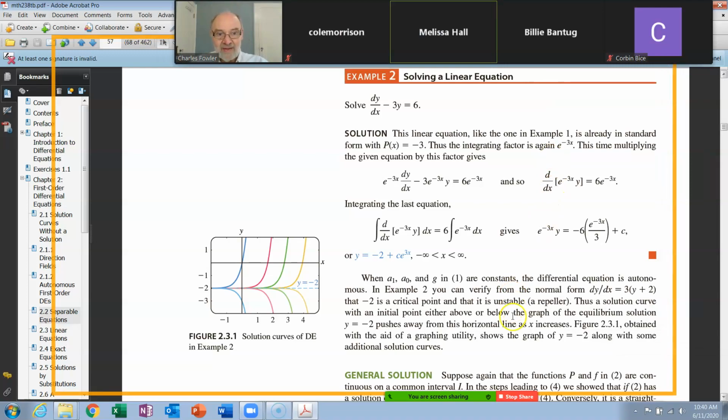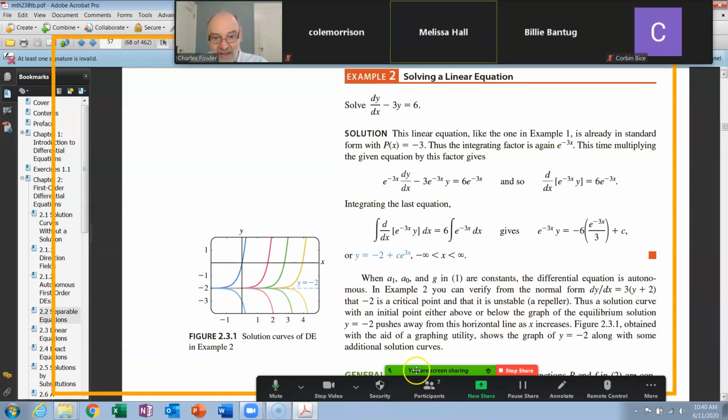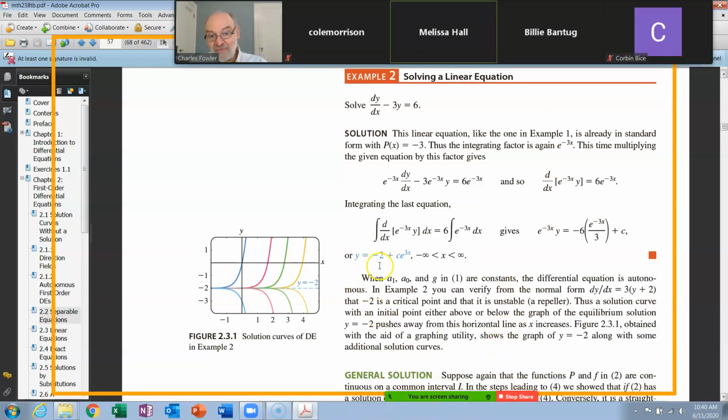Okay, here we go. All right, so there is our answer. Y is equal to minus 2 plus c e to the 3x. And that's good for all values of x, because the exponential is defined everywhere. And you don't need the absolute values anymore because this thing is indeed always positive as long as c is positive.